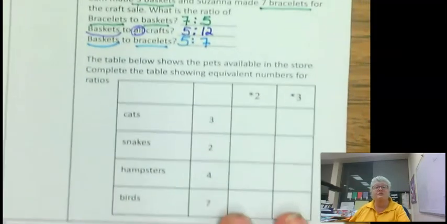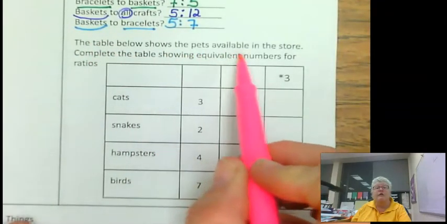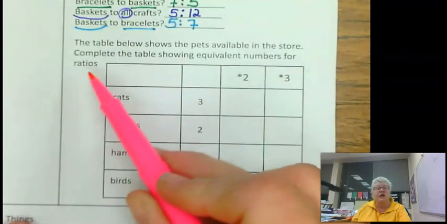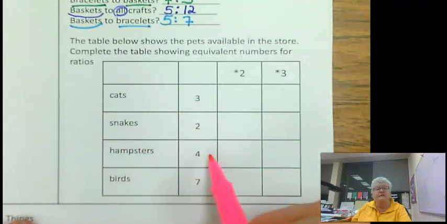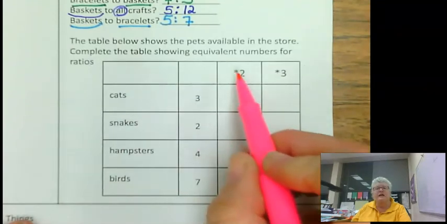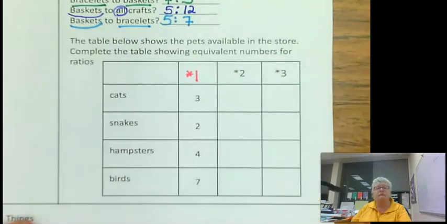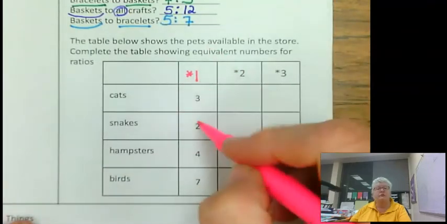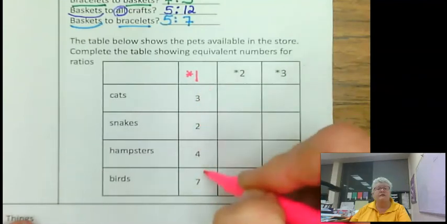Ready? So down here it says, the table below shows the pets that are available in the store. Complete the table showing equivalent numbers for ratios. Well, we can see that we have 3 cats, 2 snakes, 4 hamsters, and 7 birds, right? And then up here it says times 2 and times 3. That means that this is really times 1, right? If I have 3 times 1, it's 3. 2 times 1 is 2. 4 times 1 is 4. And 7 times 1 is 7.